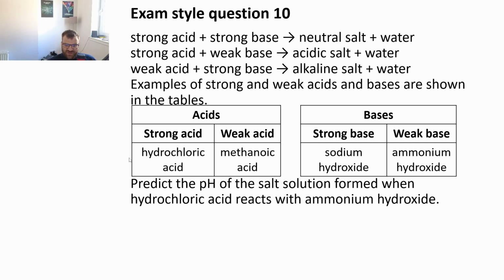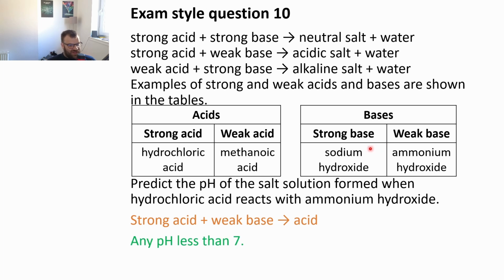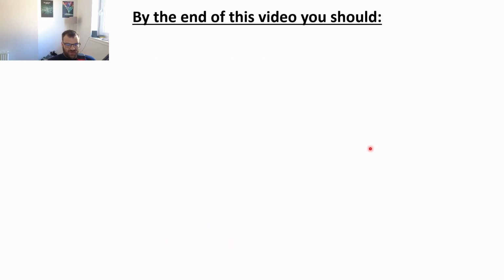Predict the pH of the salt solution formed when hydrochloric acid reacts with ammonium hydroxide. So hydrochloric acid, you can see from the table, is a strong acid. And ammonium hydroxide is a weak base. So we're looking for strong acid, weak base, which is the middle option. So we're up in this bit here. That means we're going to make an acidic salt. As I said before, acidic salts will have a pH less than 7. And again, you just give them any value that's less than 7. So 6, 5, 4, 3, 2, or 1.